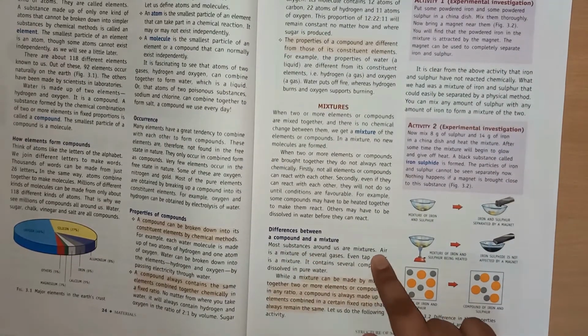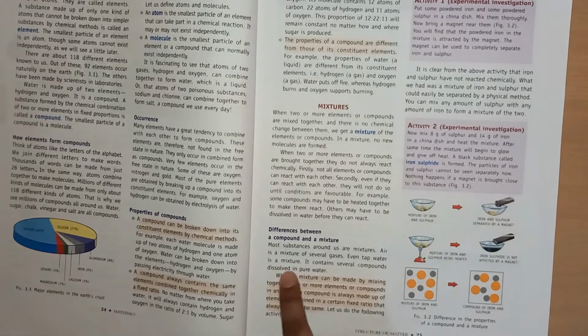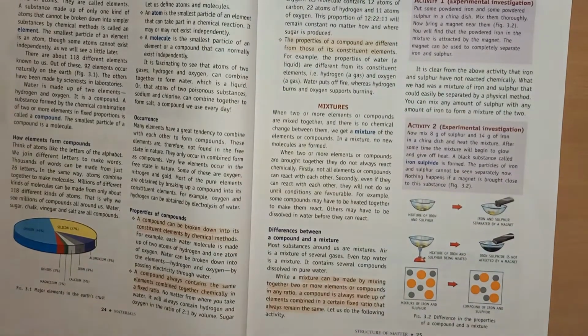Most substances around us are mixtures. Air is a mixture of several gases. Even tap water is a mixture. It contains several compounds dissolved in it. So it is telling about the examples of mixtures. It is saying most of the things around us are mixtures, like air and water. Air contains many gases in it, like oxygen, nitrogen, argon, helium, etc. And water also contains many compounds like salts.